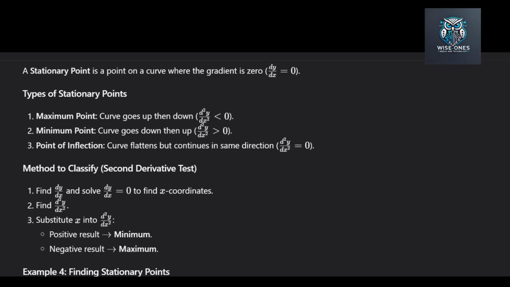Number 3, point of inflection. The curve flattens but continues in the same direction. The second derivative equals 0.